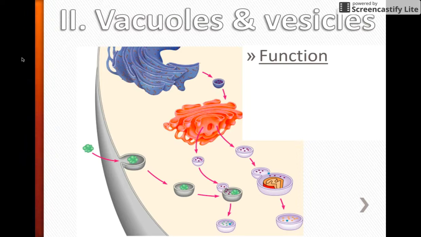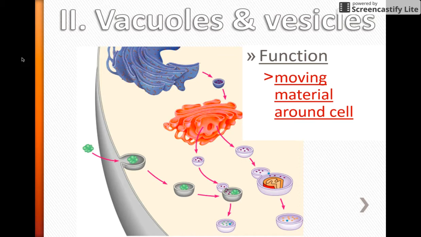All right, vacuoles and vesicles. So they're kind of the same thing. A vesicle is more used for transport, and vacuoles are kind of just storing materials. So their functions are to just move material around the cell. So you can see that green thing on the left kind of getting pulled into the cell and kind of broken down, and then eventually it can also be pushed out of the cell as well.